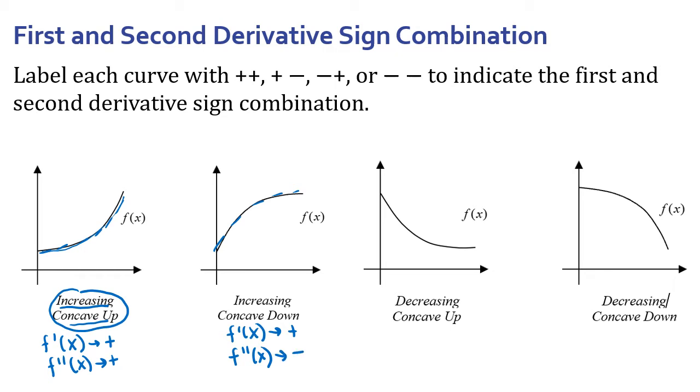Decreasing and concave up: decreasing means that first derivative is negative, and that second derivative, if we're concave up, is going to be positive. And then the last one, if this is a decreasing function, that first derivative is negative, and if it's concave down, that second derivative is also negative. So let's put this all together.